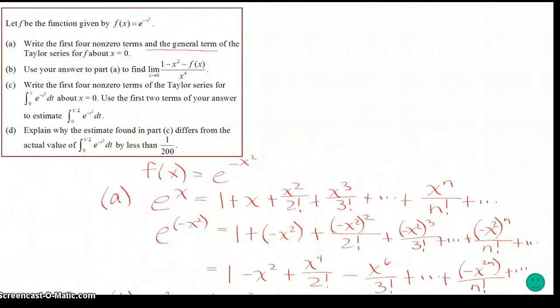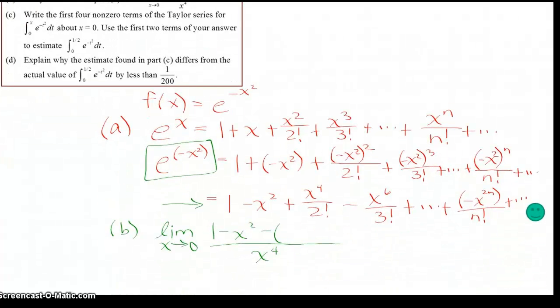Well, notice that it said f of x is this function, and it says to use my answer, which is going to be this power series, to evaluate this limit. So I've got to put this power series in here, over 2 factorial minus x to the 6th over 3 factorial, and so on. And we could put our general term in there as well. So that's how we're going to evaluate this limit.